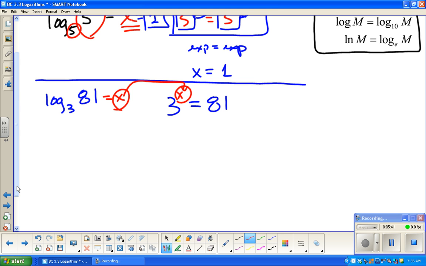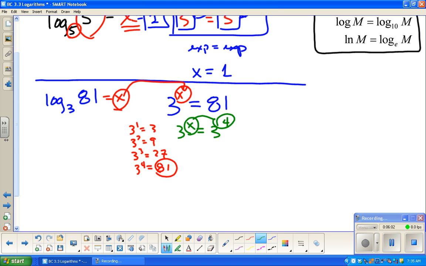Well, at this point, you can just kind of do a little guess and check thing. I know 3 to the 1 is 3. 3 squared is 9. 3 to the third, that would be 27. 3 to the fourth, that's 81. Oh, that's it. Okay, so remember that the goal here was to say what the exponent was. So 3 to the x equals 3 to the fourth. So I guess that x must be equal to 4. Okay, so log base 3 of 81 is 4.